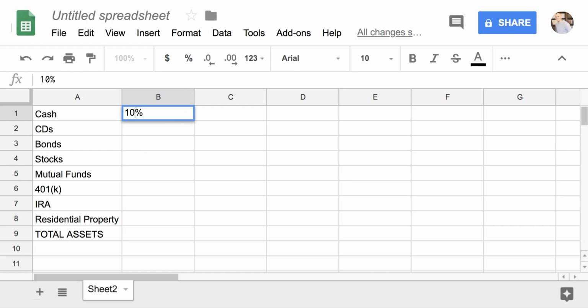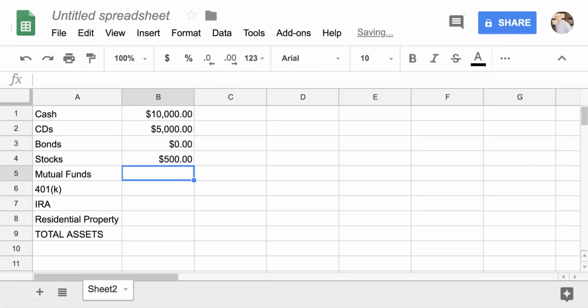Okay, so let's say we have $10,000 in our savings accounts. We actually should change it to dollars. So $10,000 in a savings account. Let's say you have $5,000 in a CD. Okay, I'm just going to go ahead and copy all the other assets to dollar amounts. Let's say you hold $0 in bonds. Let's say you have maybe $500 worth of stocks. Let's say you have mutual funds of $10,000, and let's say you have about $50,000 in a 401k. And let's say you have about $25,000 in a Roth IRA or some sort of retirement account. And let's say you have a home of $500,000, just like that.